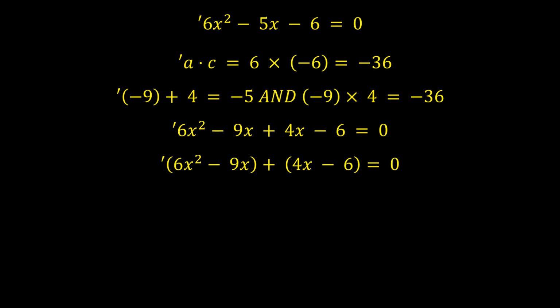Group the first two terms and the last two terms for factorization by grouping. Factor out 3x from the first group and 2 from the second group. Both give a common bracket.